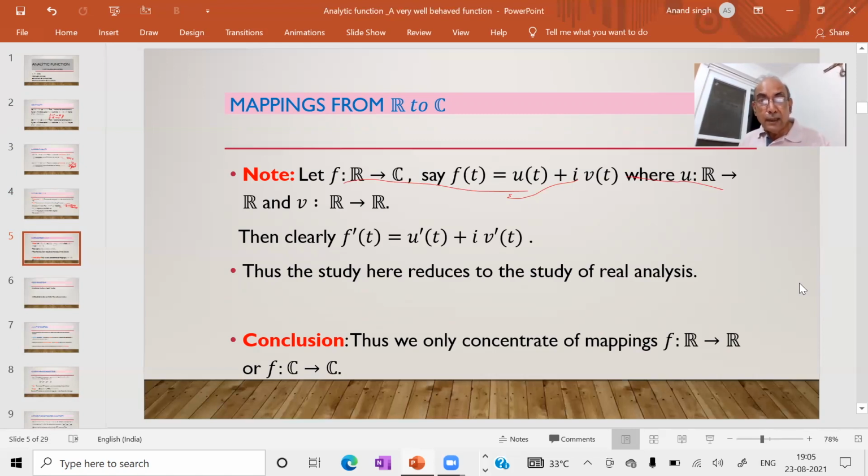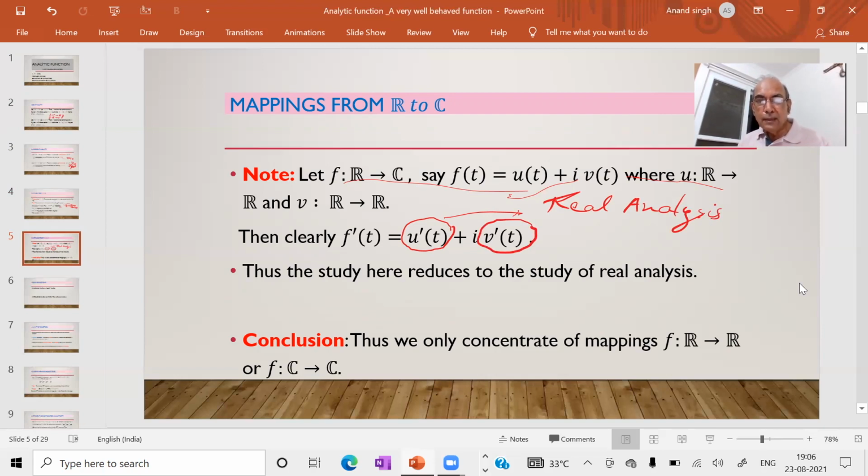Now, f dash of t then clearly is going to be u dash t plus i v dash t. But what is this? U is a mapping from R to R, and we are talking about a derivative of it. So basically, what we are talking about here is a result from real analysis. Similarly, this is also a result from real analysis. So what I've done is nothing special.